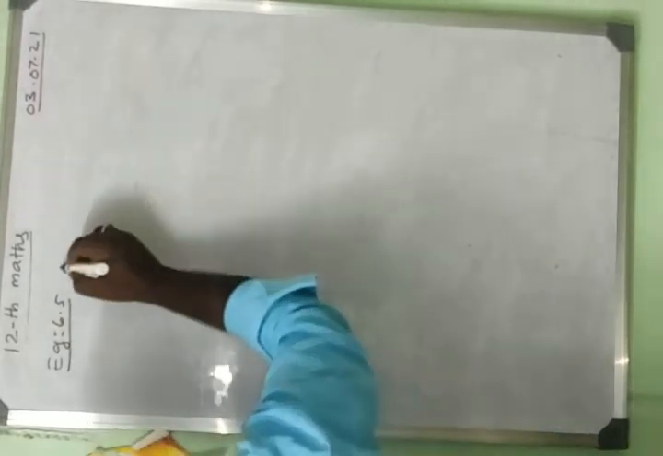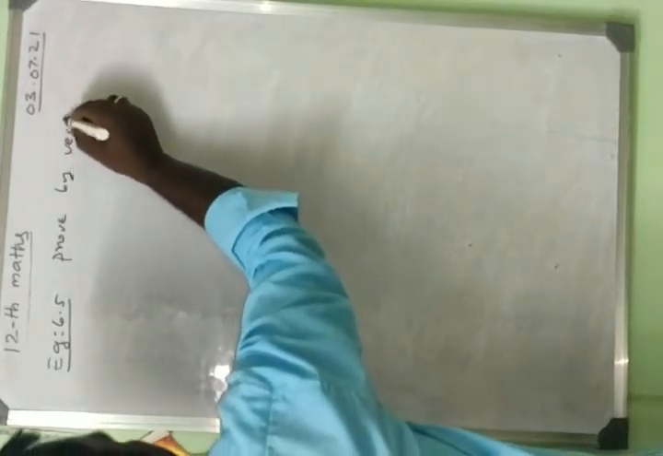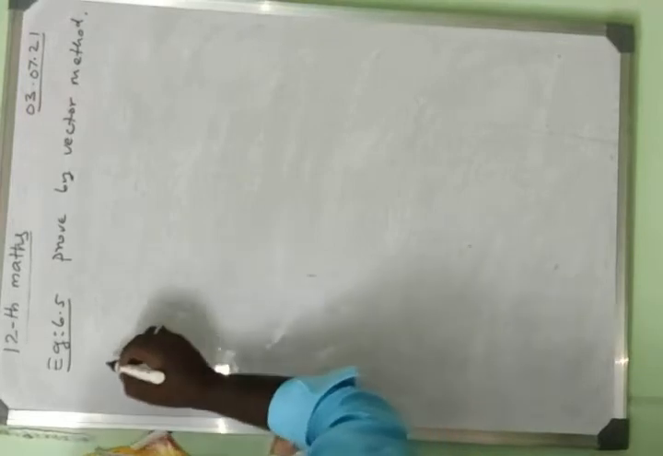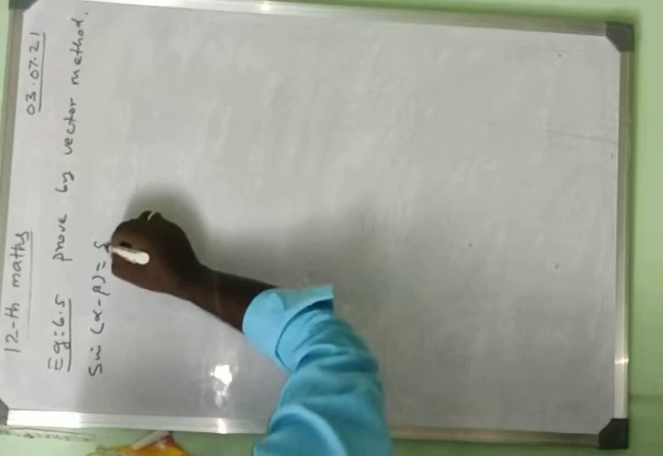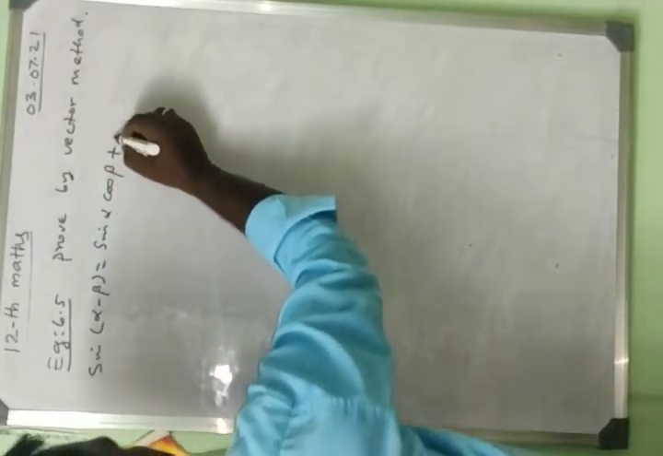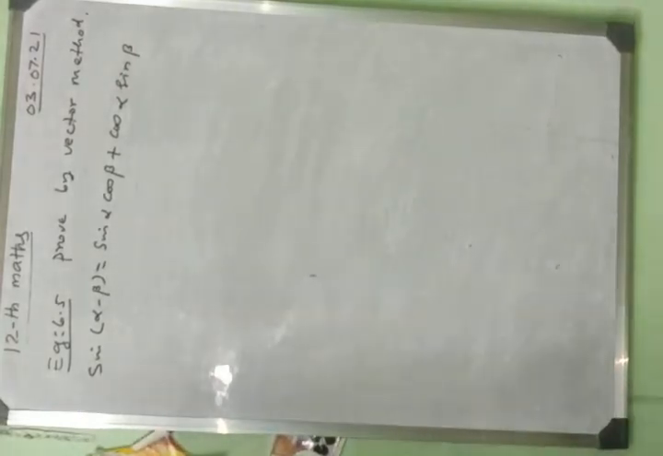Example 6.5. Prove by vector method: sin(alpha minus beta) equals sin alpha cos beta minus cos alpha sin beta. How to prove? The same procedure as example 6.3. Solution.